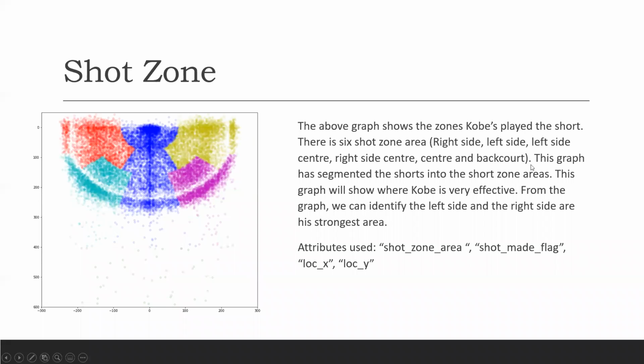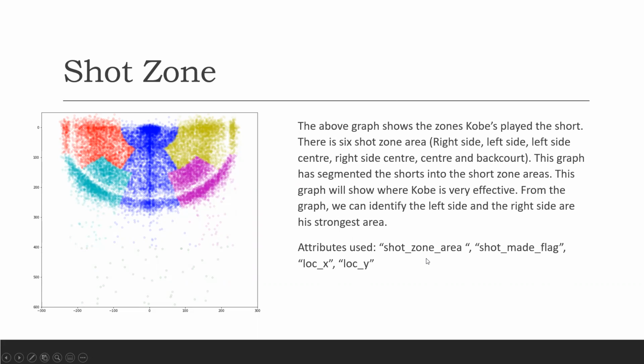And this is the chart that I built to show the zones where he played the shot. So there are 6 zones in the basketball court: the right side, left side, left side center, right side center, center, and the back court. These are called the back court.